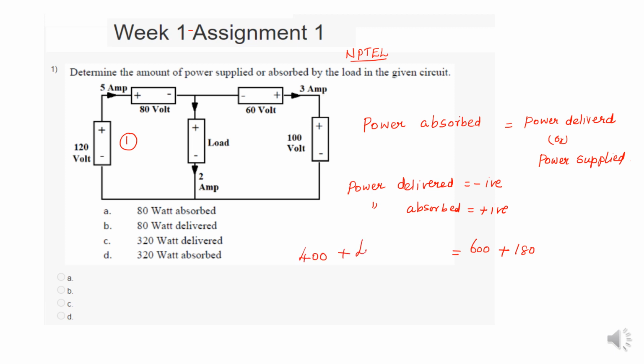The power absorbed in the load. And see here, 100 volt also, positive absorbed or power absorbed, 3 into 100, that is 300. Now see here, 400 plus 300, 700 plus load. In the load, power is absorbed, that is equal to 780. So what is the power absorbed in the load? Power absorbed equal to 780 minus 700, that is 80 watt. That is the power absorbed by the load, 80 watts absorbed. This is the answer for question 1.